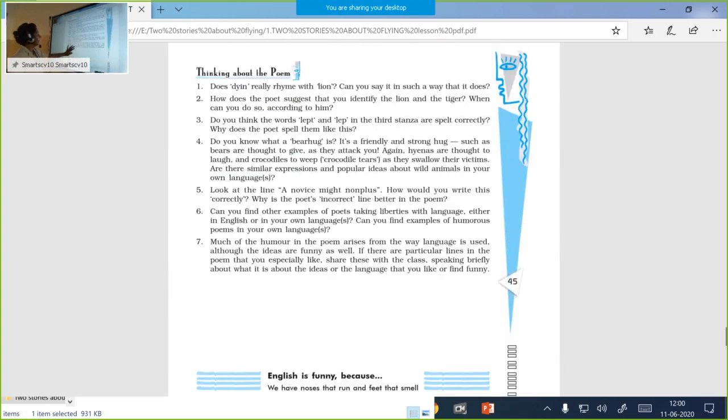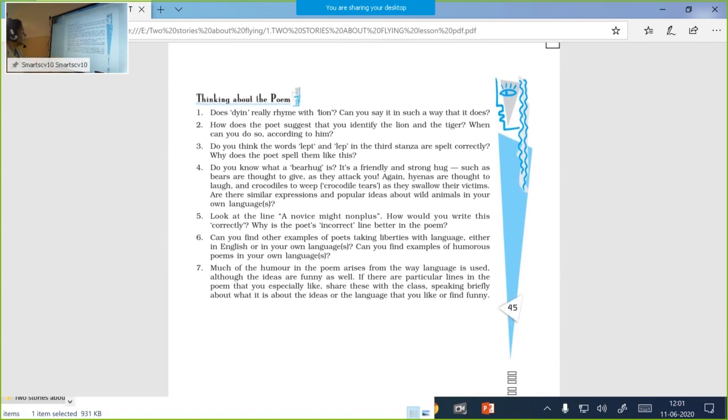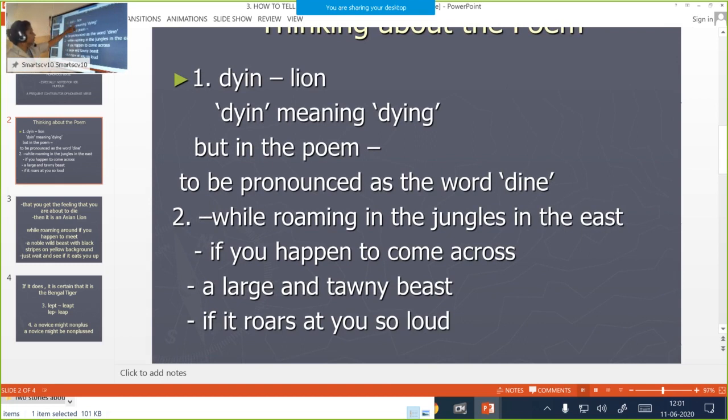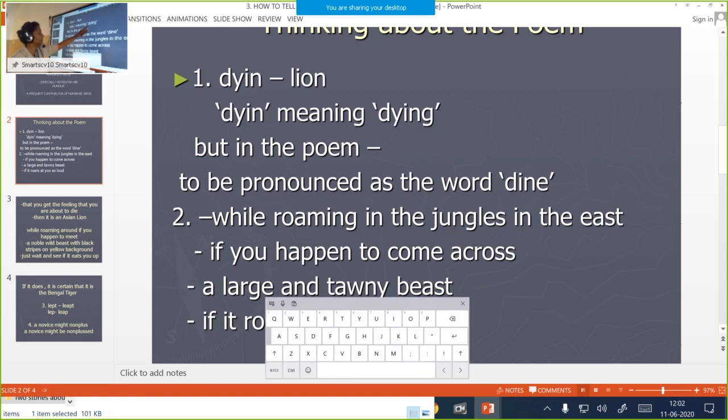And now to the questions there. Thinking about the poem, does dine really rhyme with lion? Can you say it in such a way that it does? The first question: dine and lion are the concerned words there. D-Y-I-N, dine, literally means dying. But in the poem, it is pronounced as the word D-I-N-E. How do you pronounce dine? It is pronounced that way in the poem, just to make it rhyme with lion. Dine and lion. So to give you rhyming words, the poet has deliberately used the word dine instead of dying.